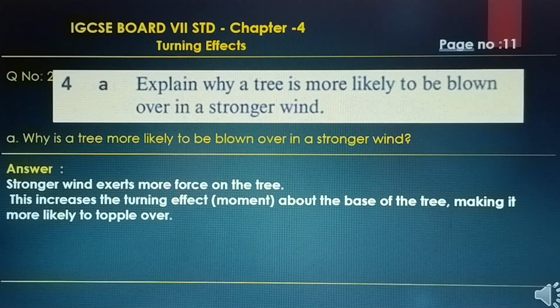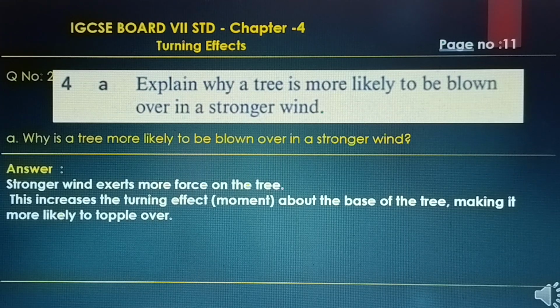Question number 4a. Explain why a tree is more likely to be blown over in a stronger wind. The stronger wind exerts more force on the tree. This increases the turning effect, moment, about the base of the tree, making it more likely to topple over.